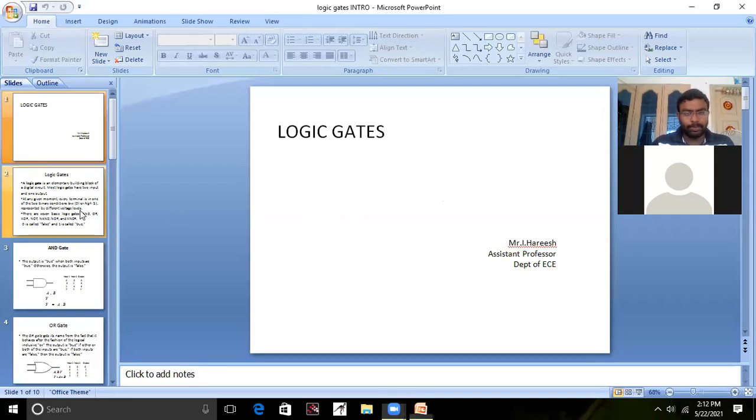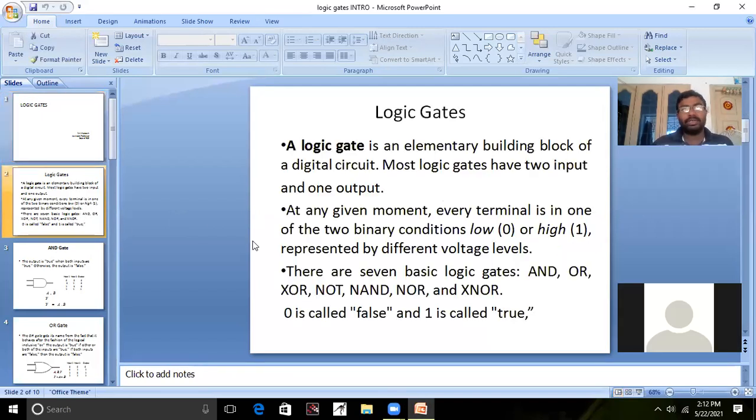Basically, guys, when you are trying to design any digital circuit, these logic gates will be used as basic building blocks in designing any digital circuit. There are different types of logic gates available, like basic logic gates, then universal gates, and then we'll go for extended gates.